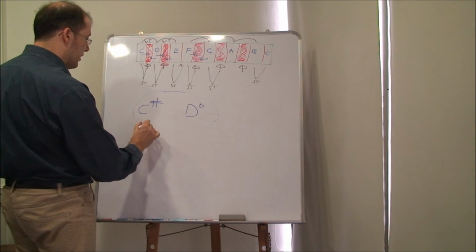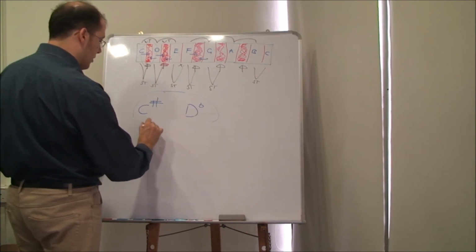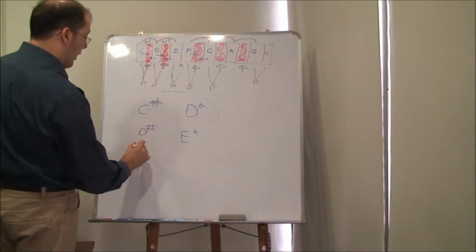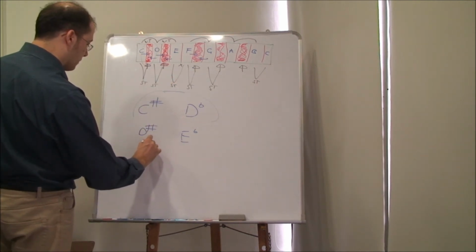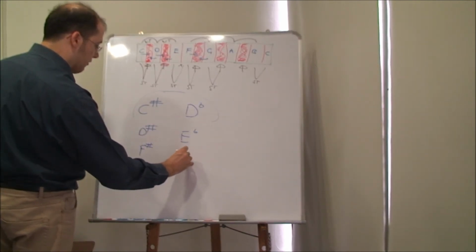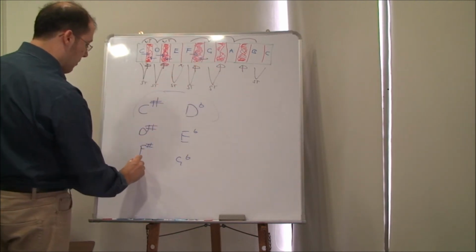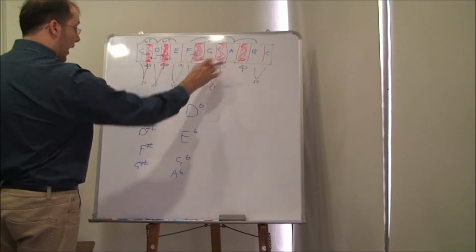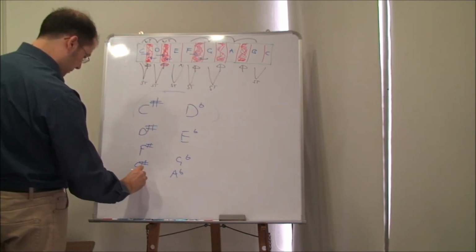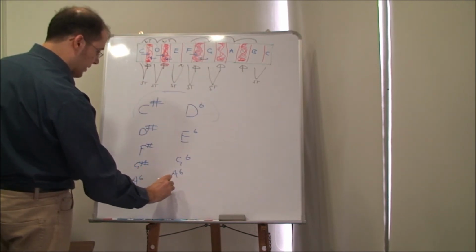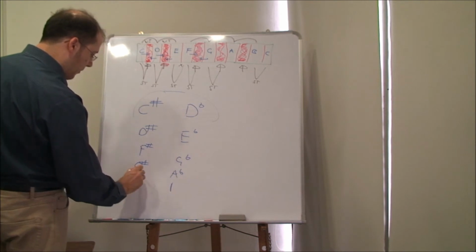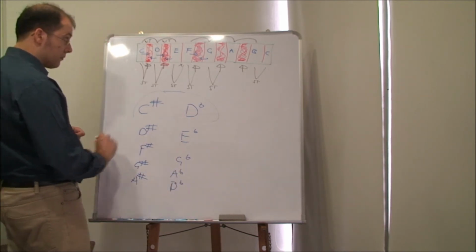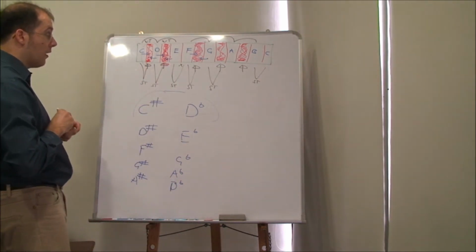So in other words, a D sharp will be the same as an E flat, and F sharp will be the same as a G flat, a G sharp will be the same as an A flat, and an A sharp will be the same as a B flat. So each time it works like that.